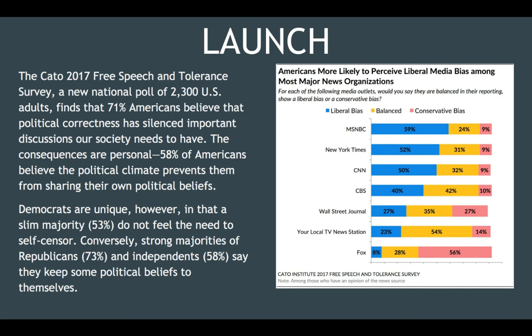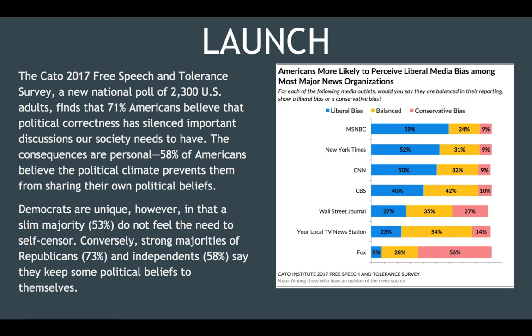I'm not going to really think much about this, but you can see the demographics here from the Cato Institute, this Free Speech and Tolerance Survey. Note the note at the bottom, among those who have an opinion of the news source. Now, what about those that don't have an opinion? Are we really getting a demographic of the people in our country? If we're not asking everybody, it doesn't matter.